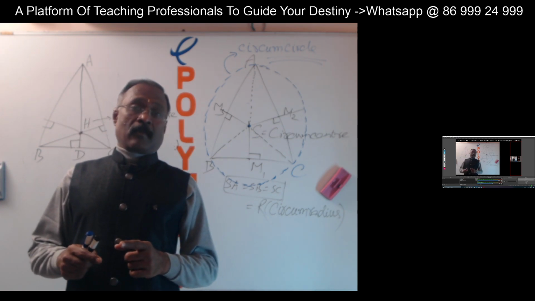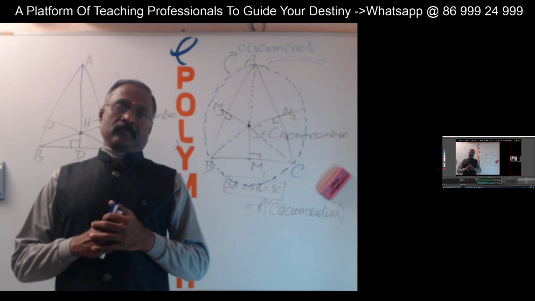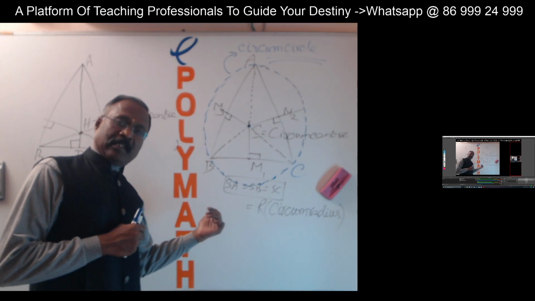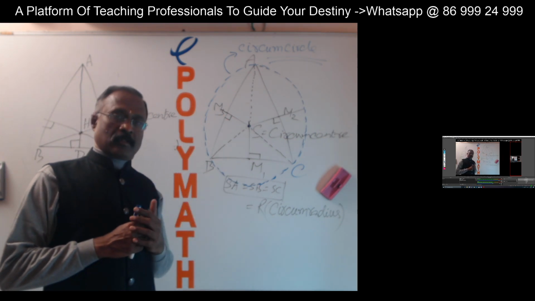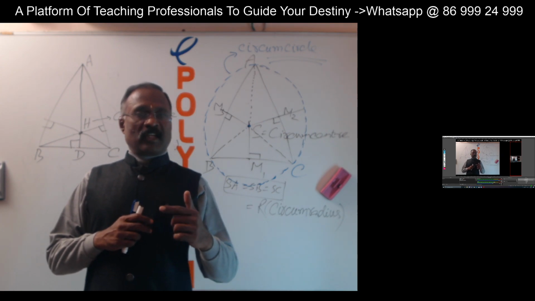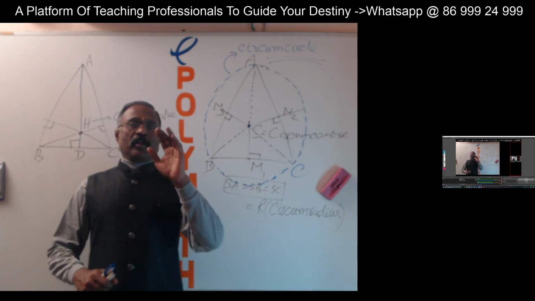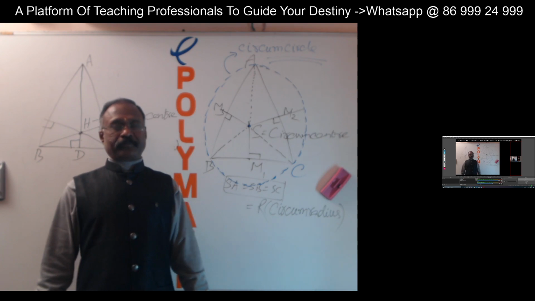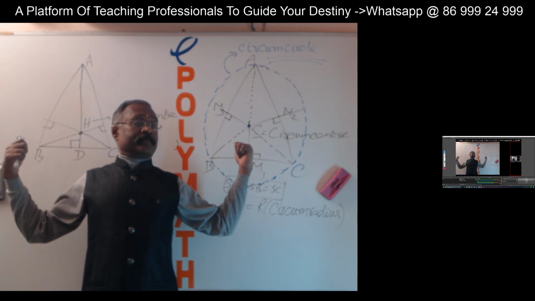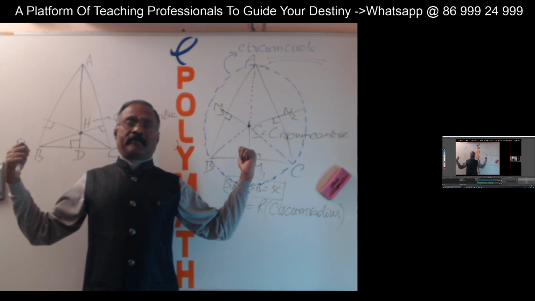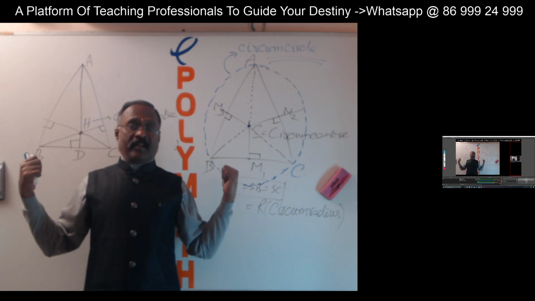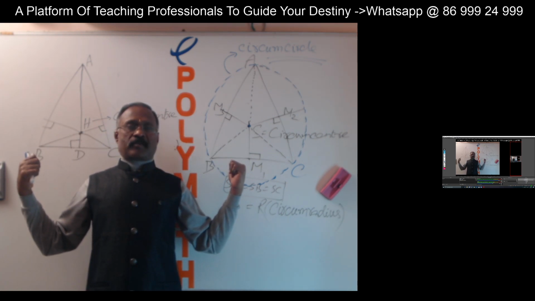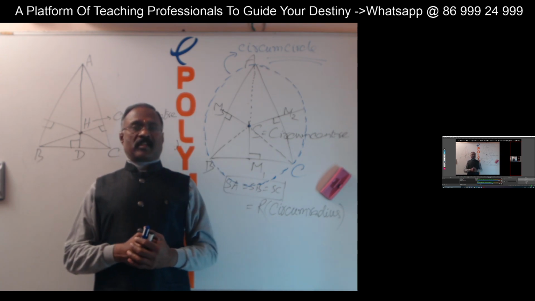And like centroid, you don't have a direct formula for this also. If you want to get this circumcenter, then you have to apply the concepts of straight line. So for these two, orthocenter and circumcenter, using the concepts of straight lines, we will find out the orthocenter and circumcenter.